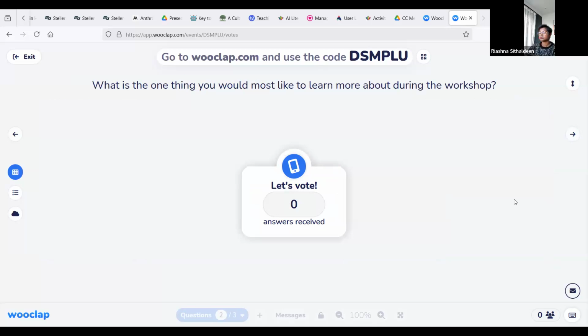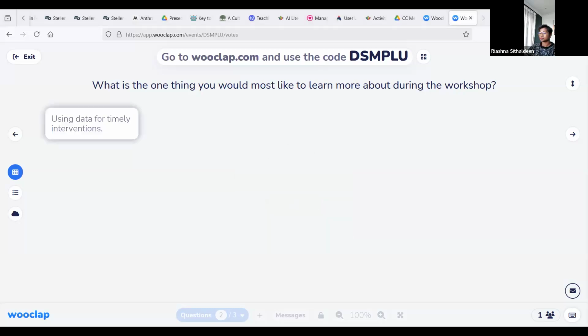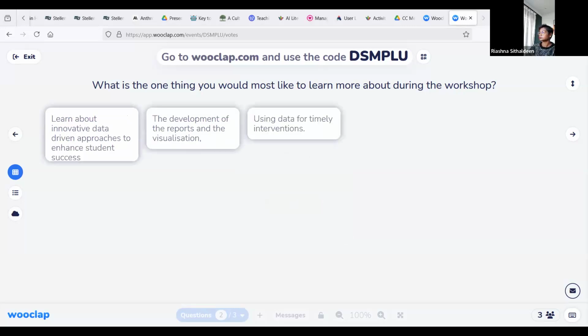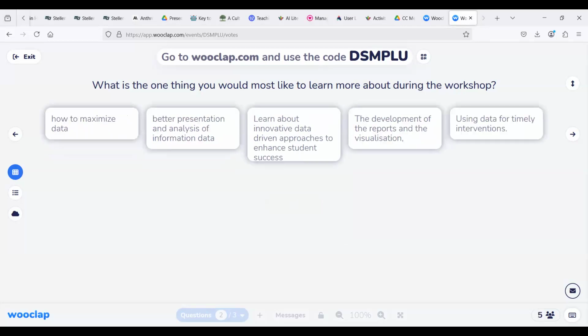I'll give this a minute or so. That's Vyashna's keyboard. Sorry.